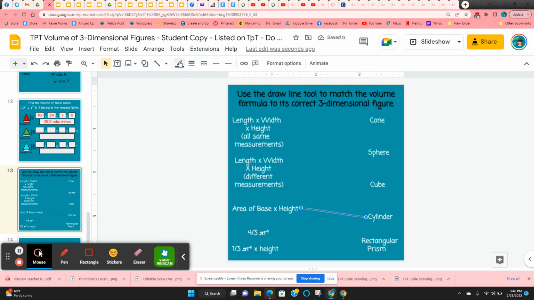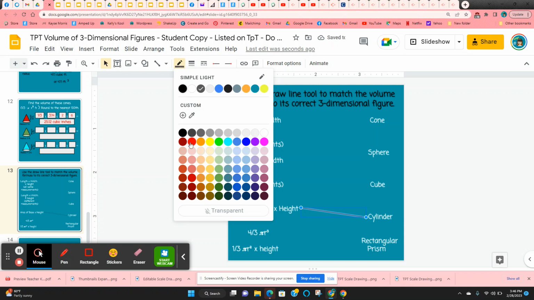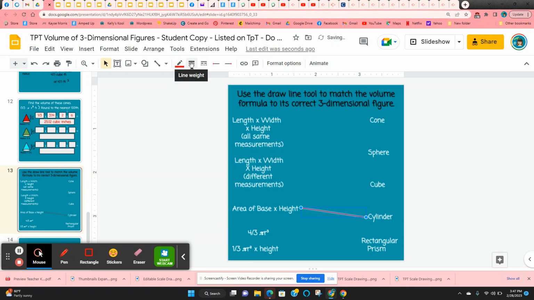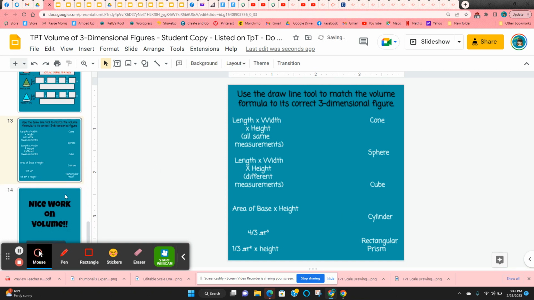So they can play around with this. They can change the color. They can change the thickness of the line and just make it their own. They can play around with that and have fun. But they're going to connect the formula to its 3-dimensional figure. And that's a digital lesson on volume.